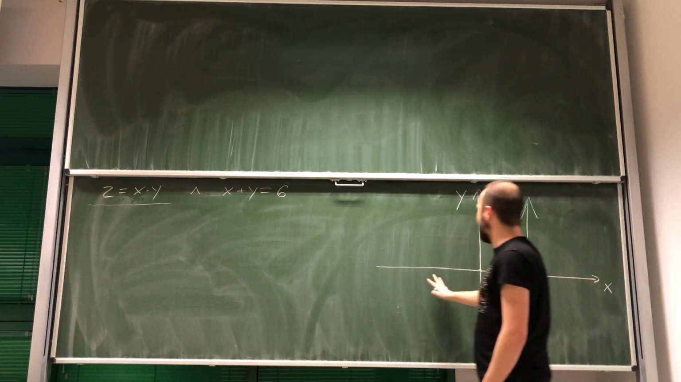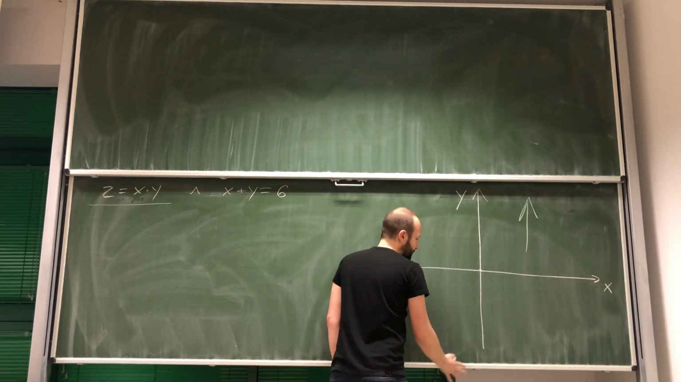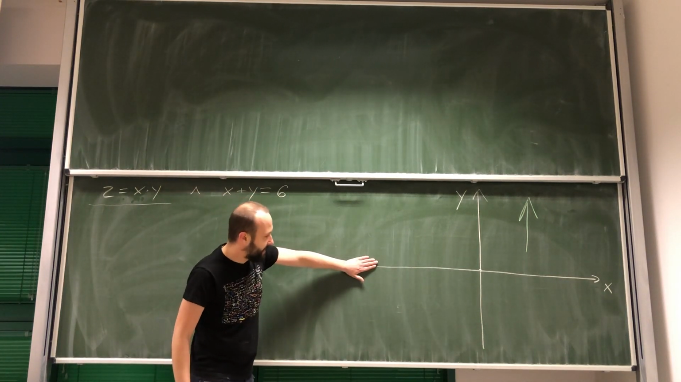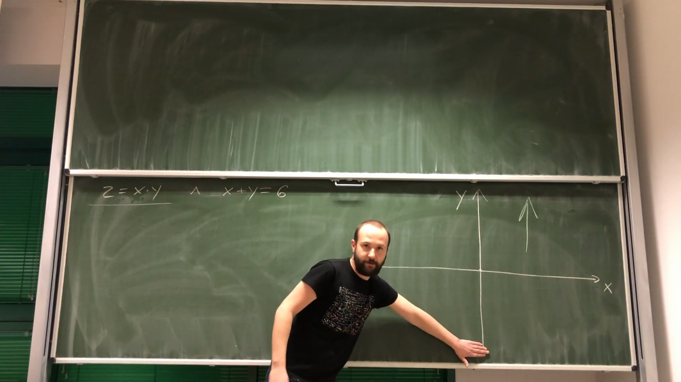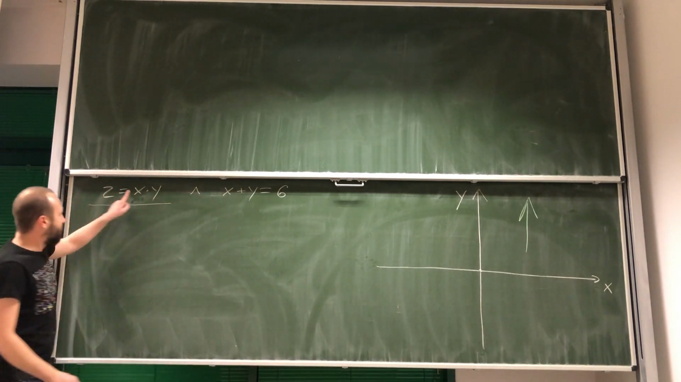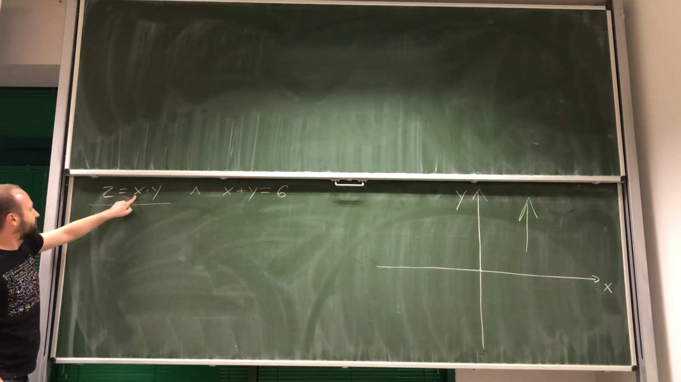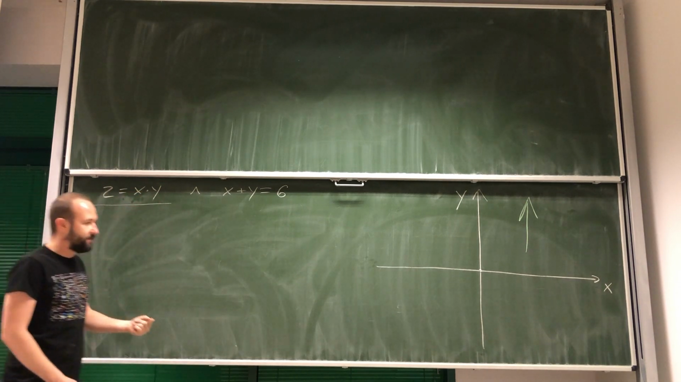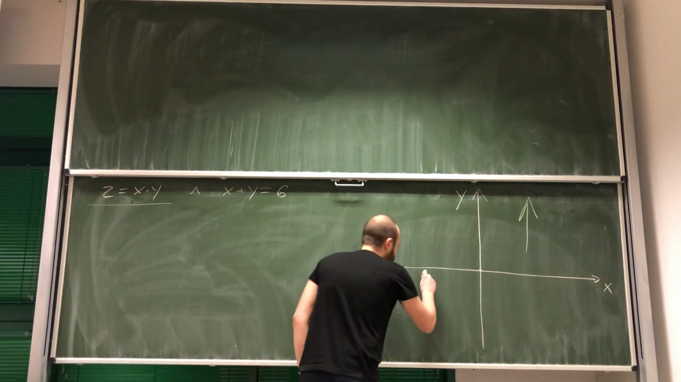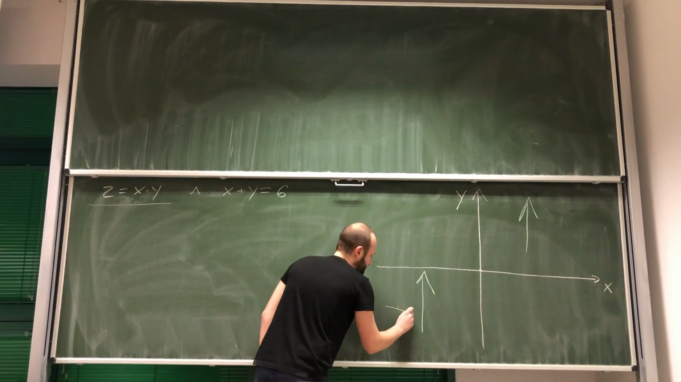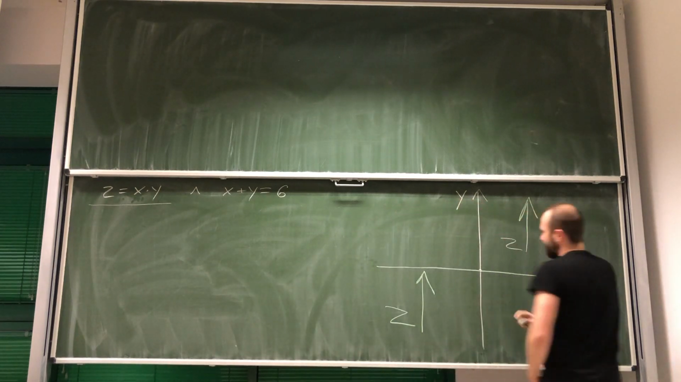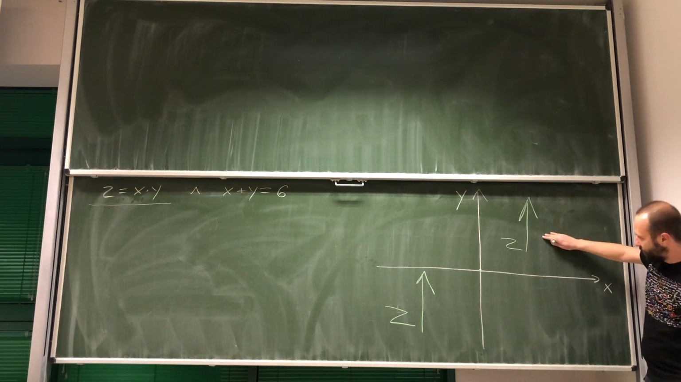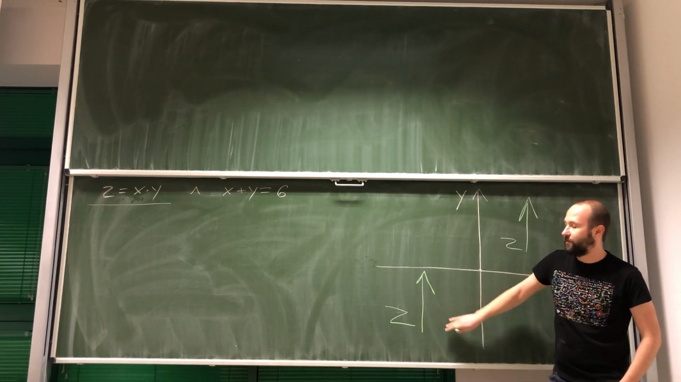Okay, now, what is happening over here? Look, if y is negative and x is negative, we see that when I multiply a negative number by a negative number, I'm getting a positive number. So again, here z is increasing indefinitely, both over here and over here.